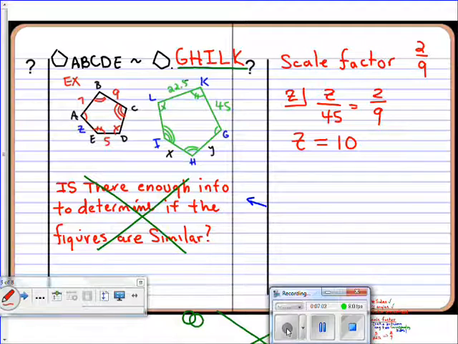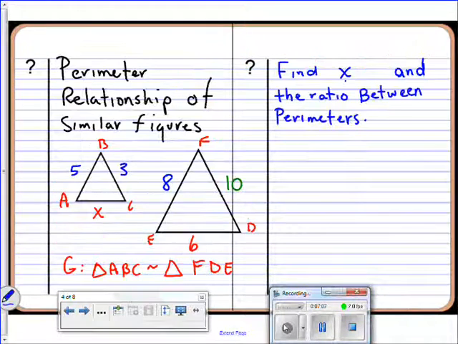All right, a lot of good stuff there. If you didn't follow that, just back it up and rewatch that. Okay, let's do two things real quick on this one. Find x, and then the ratio between the perimeters. Remember, the perimeter is the distance all the way around. Finding x is pretty easy.